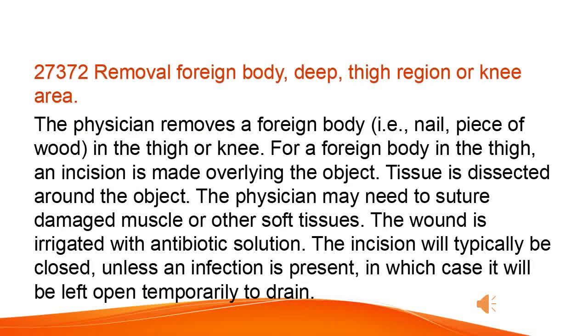Removal of foreign body, deep, thigh region or knee area. The physician removes a foreign body, i.e., nail, piece of wood, in the thigh or knee. For a foreign body in the thigh, an incision is made overlying the object. Tissue is dissected around the object. The physician may need to suture damaged muscle or other soft tissues. The wound is irrigated with antibiotic solution. The incision will typically be closed, unless an infection is present, in which case it will be left open temporarily to drain.